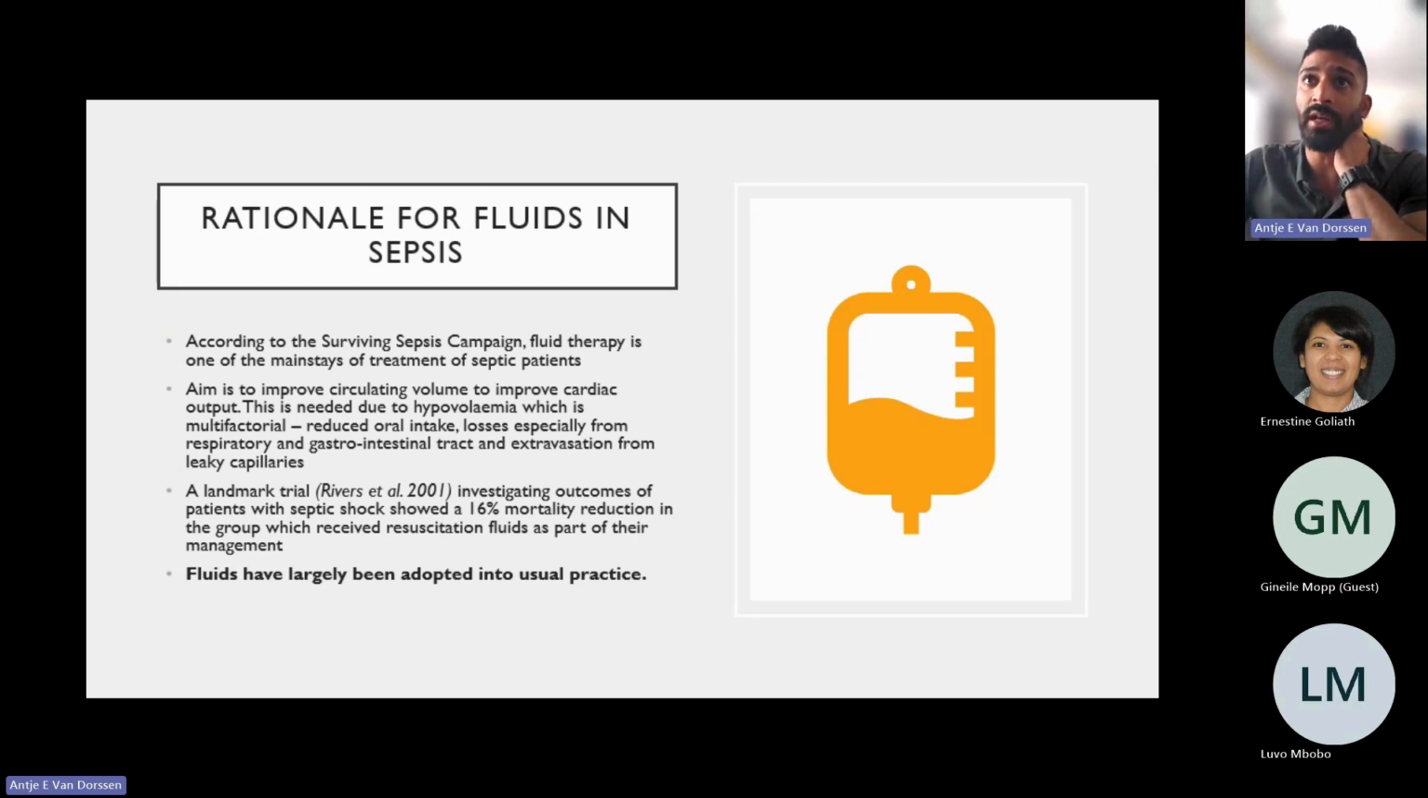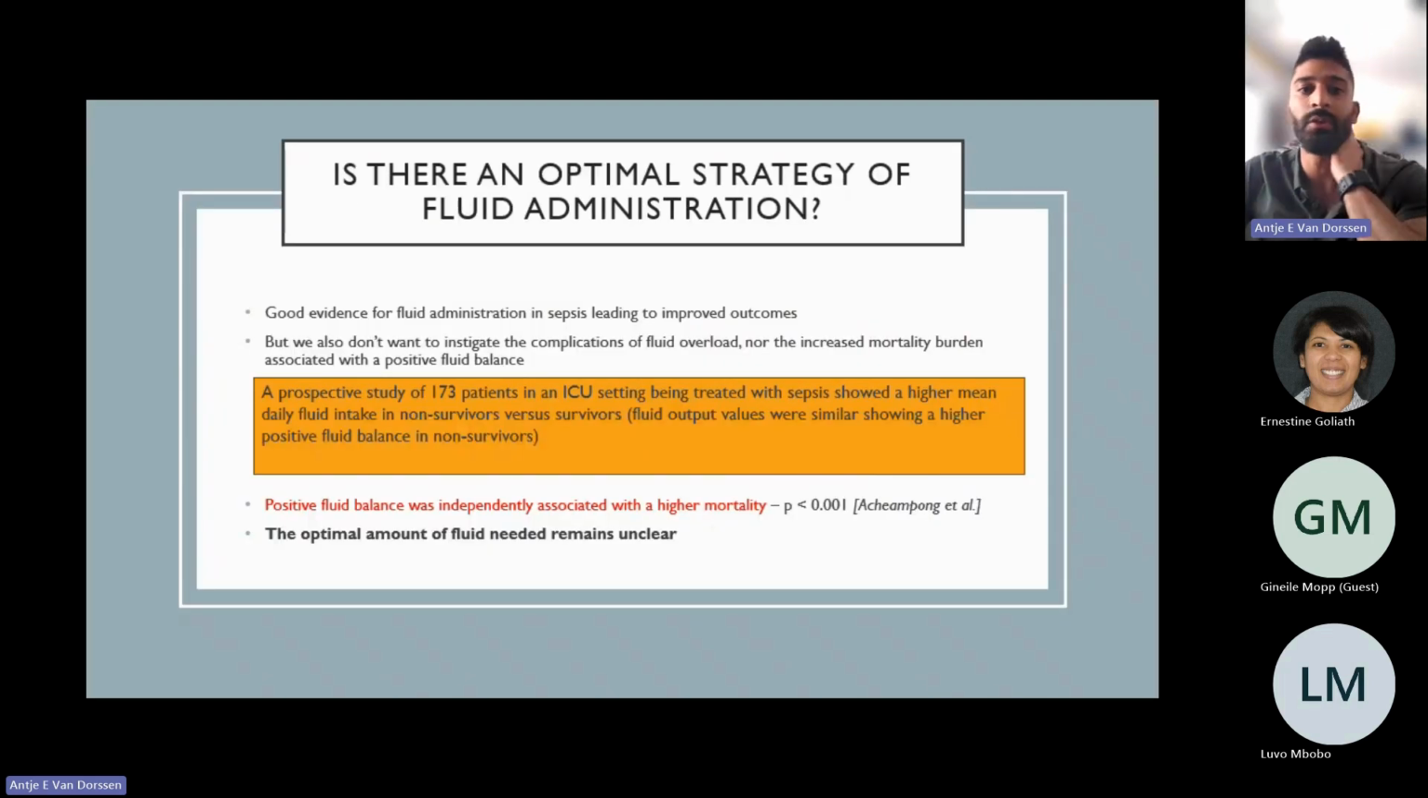There was a landmark trial done by Rivers et al. in 2001, which investigated the outcomes of patients with septic shock, and it showed a 16% mortality reduction in the population group which received resuscitation fluids as part of their management. This gave us the indication that fluids are associated with a beneficial mortality risk. So fluids have largely been adopted into usual practice, especially in the ICU.